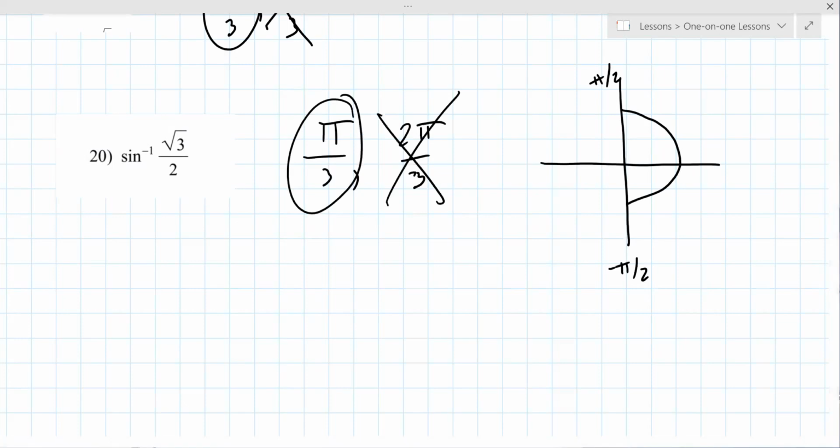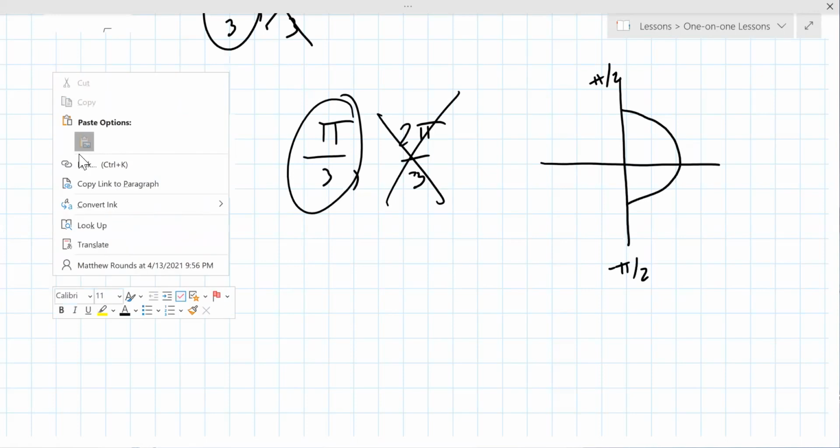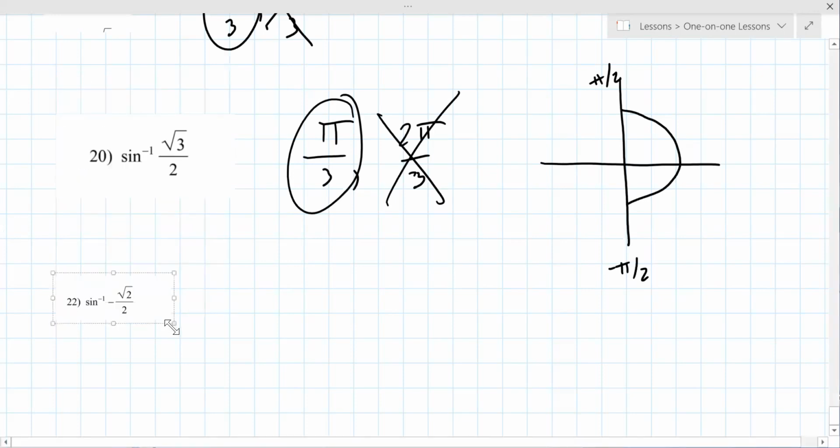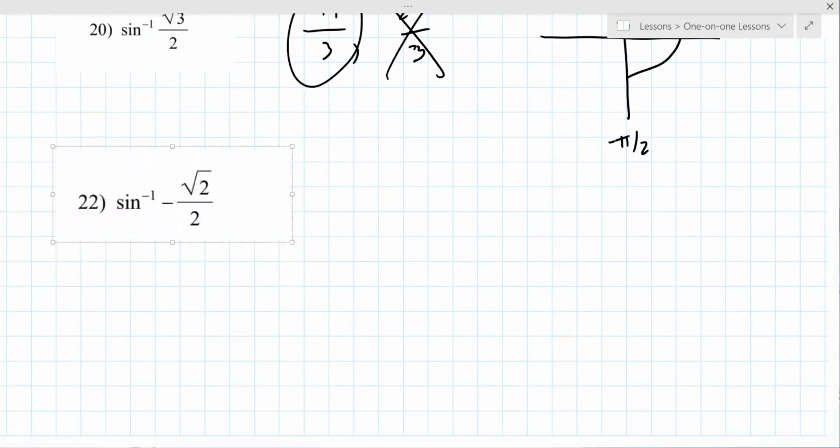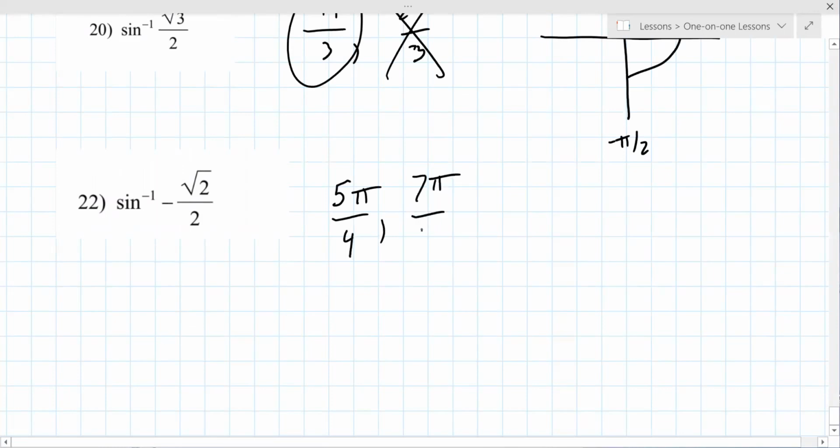This is where it gets a little bit more difficult. You have to make one negative: negative root 2 over 2. Where's sine inverse of minus root 2 over 2? Go to your unit circle and look for that. There's two places again. It's 5 pi over 4 and 7 pi over 4.